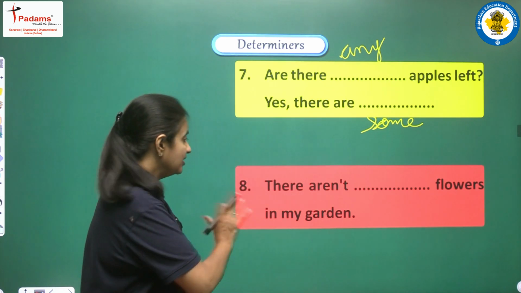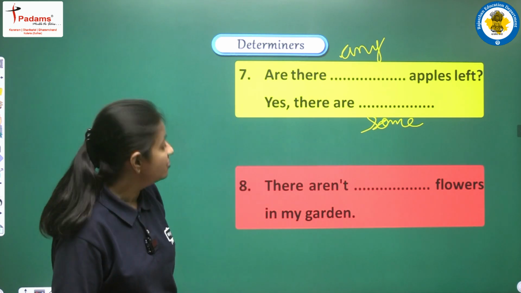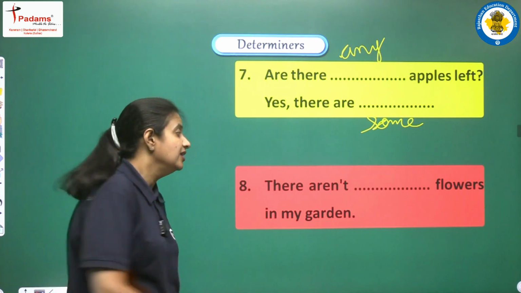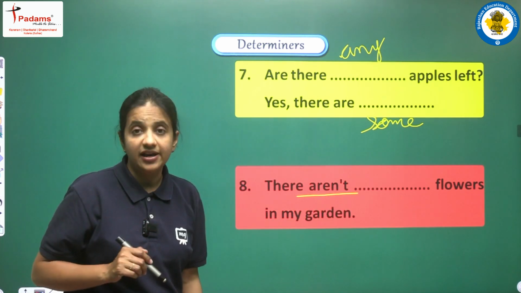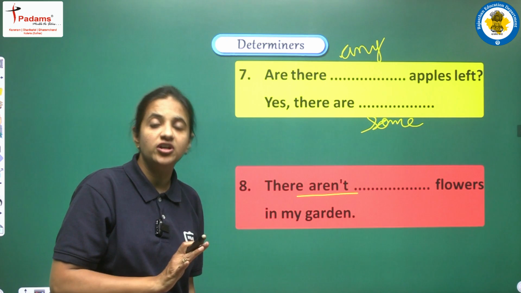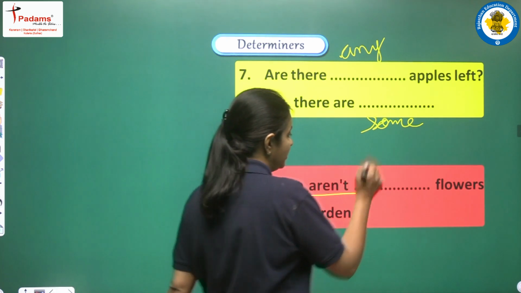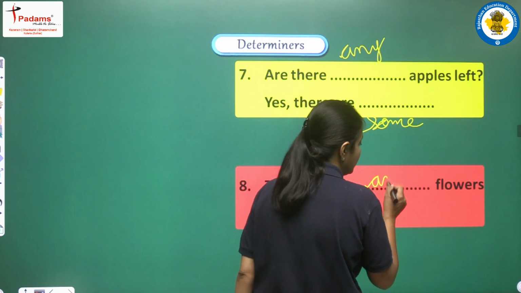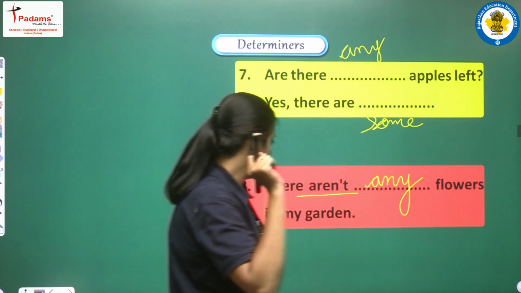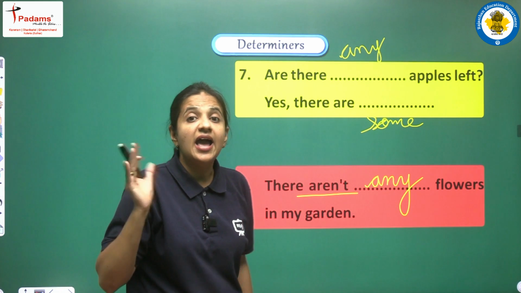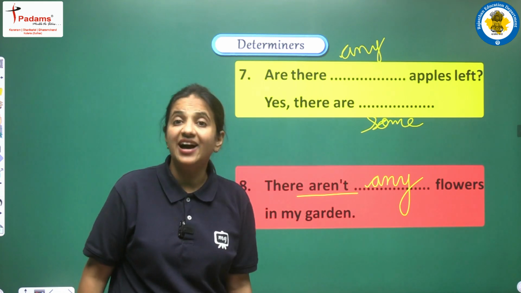Okay. Next, there aren't flowers in my garden. In this sentence, we are having aren't, that is are not. So yes, we are having a negative sentence. Because of the negative sentence, in this blank we have to write any. And the sentence will be, there aren't any flowers in my garden.